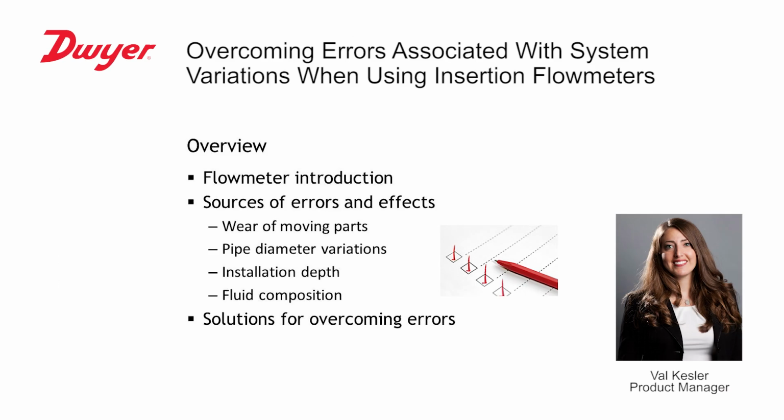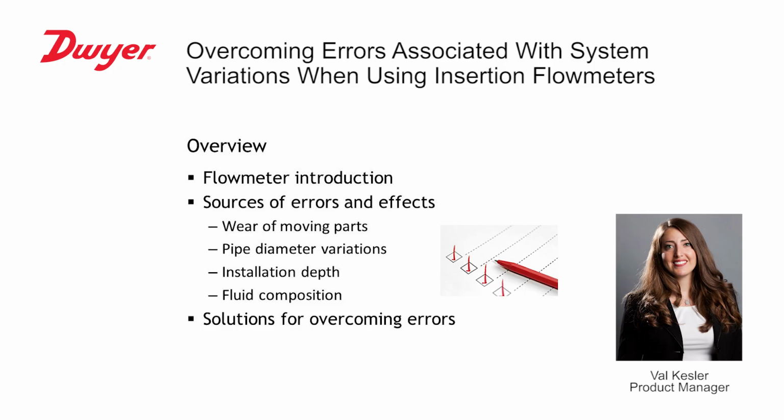So just to provide a brief overview of what I'm going to highlight, I want to first discuss the type of flow meter that this is specific to. There's a lot of different types of technologies and flow meters. We want to make sure that we specify that this is for insertion flow meter technologies. And then I'm going to go into 4 major sources of errors and their effects, and then discuss solutions that we came up with in order to overcome those errors, particularly with our Series IF insertion electromagnetic flow meter.